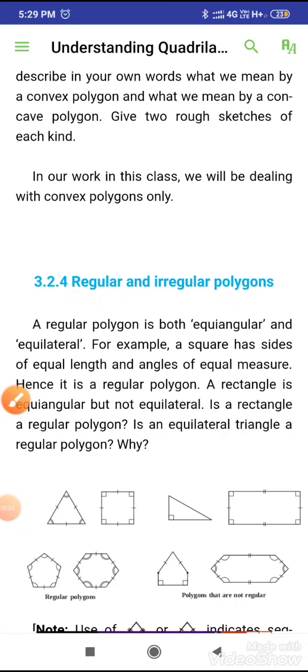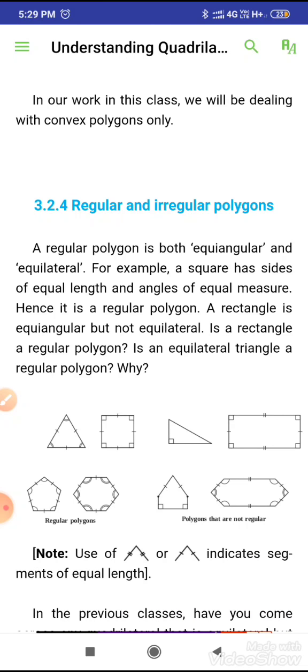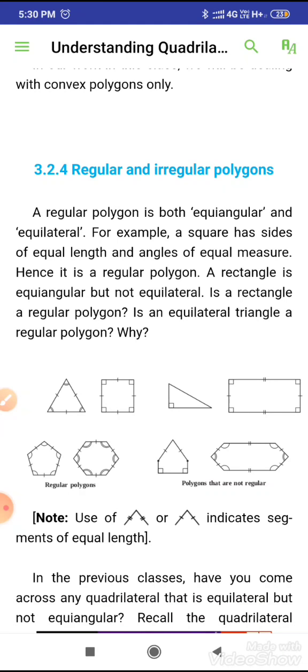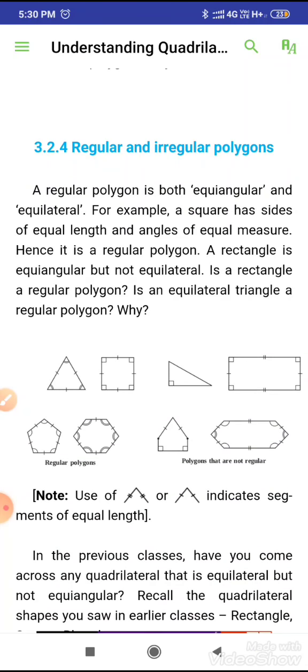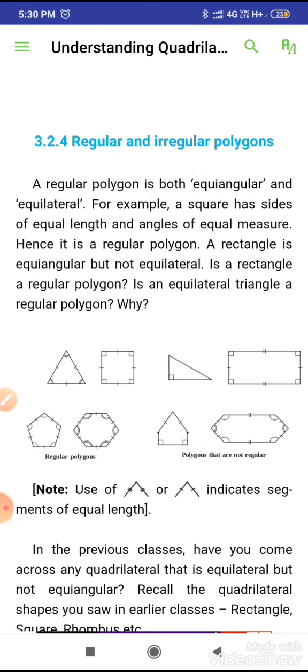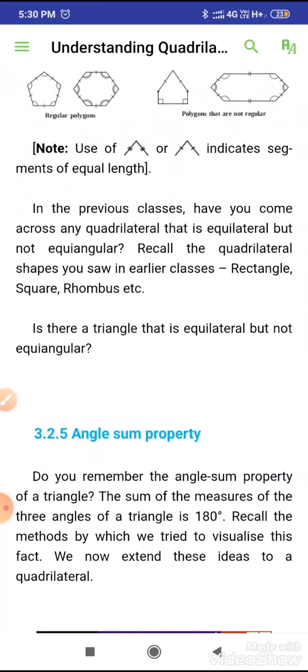Similarly, equilateral means that if the lengths of all the sides of a polygon are equal, then it is known as an equilateral polygon. Examples are squares and equilateral triangles. So if a polygon is both equiangular and equilateral, then it is called a regular polygon. And if it is not equiangular or equilateral, then it is called an irregular polygon.